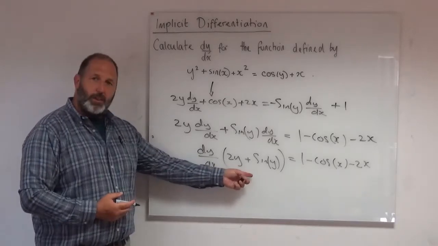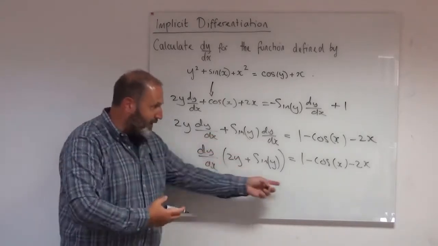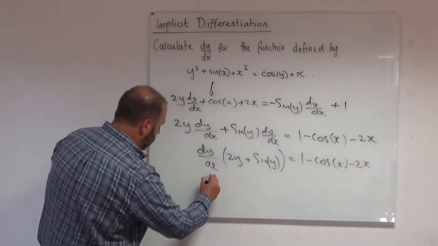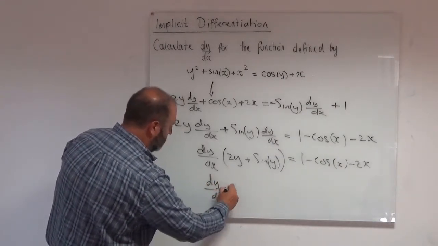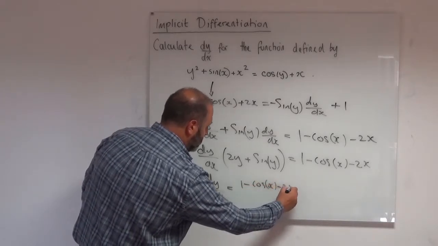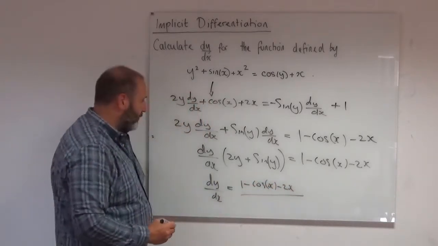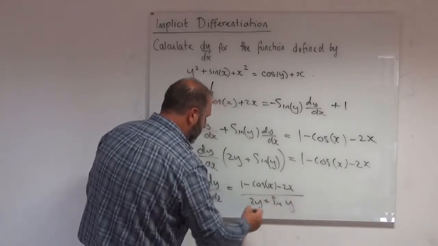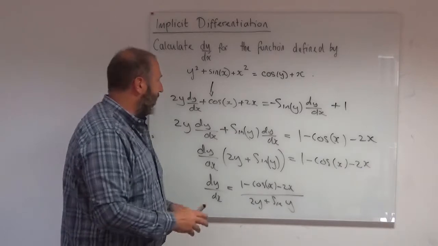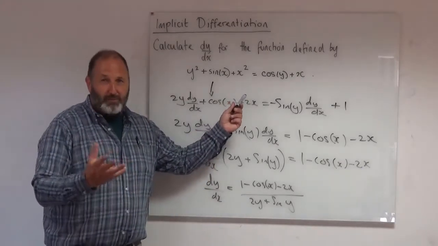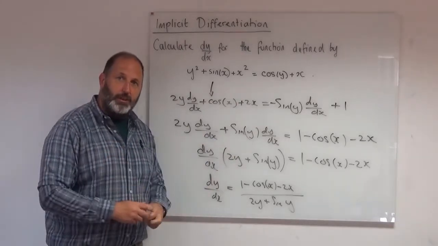So I just divide both sides by this bracket, or in other words I drag that bracket down to the bottom of the right hand side. So just about squeeze it in. So dy dx equals 1 minus cos x minus 2x all over 2y plus sine y. And that's how we can use implicit differentiation to do something otherwise which would be either very difficult or actually impossible to rearrange.